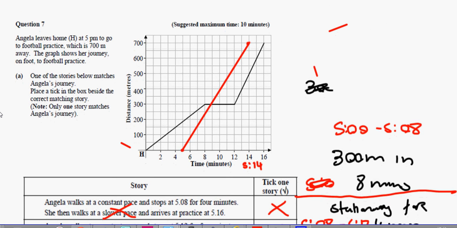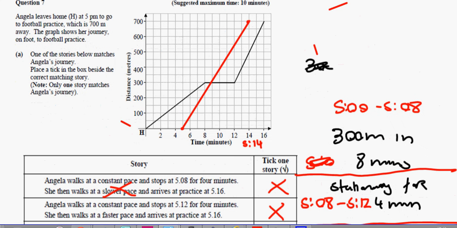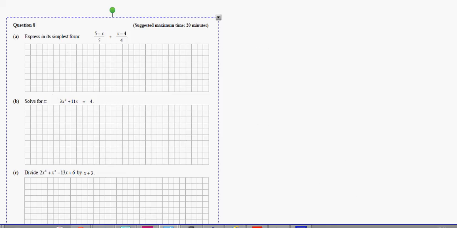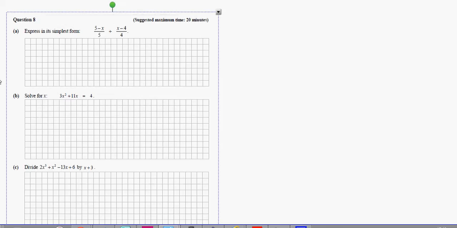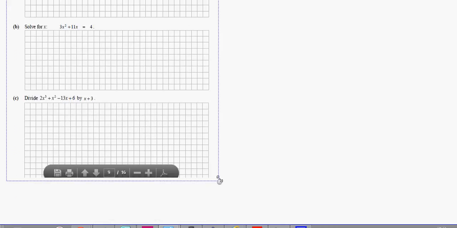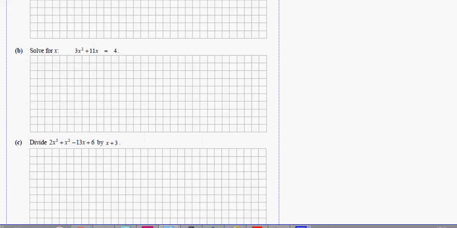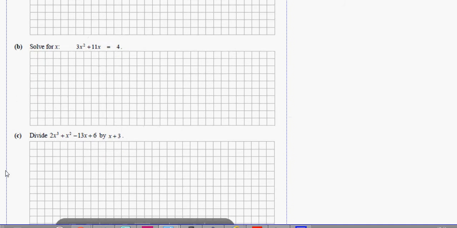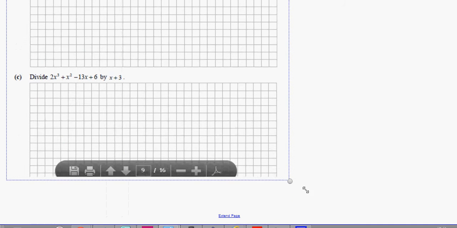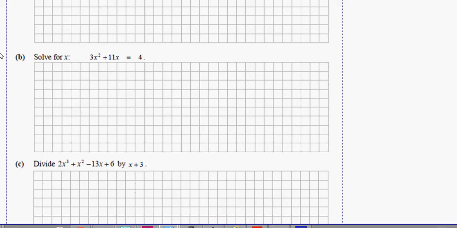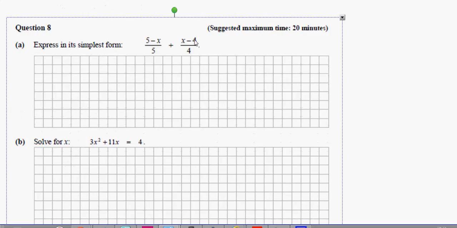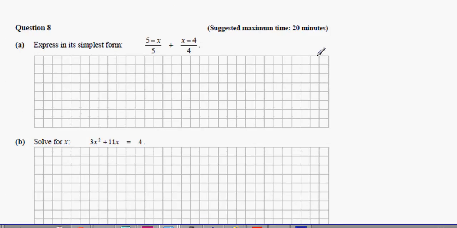Okay, this is question 7. Okay, question 8. Express in its simplest form (5 minus x)/5 plus x minus 4 over 4. Okay guys, so what we're going to do is the following. We're going to look at the 5 and the 4, and we're going to pick a fraction, a close common denominator.